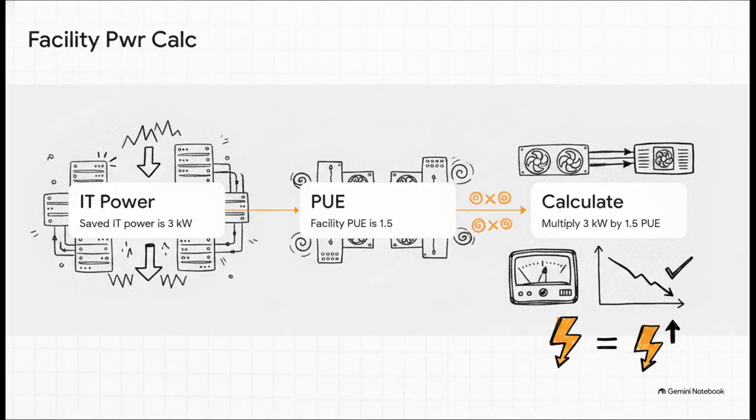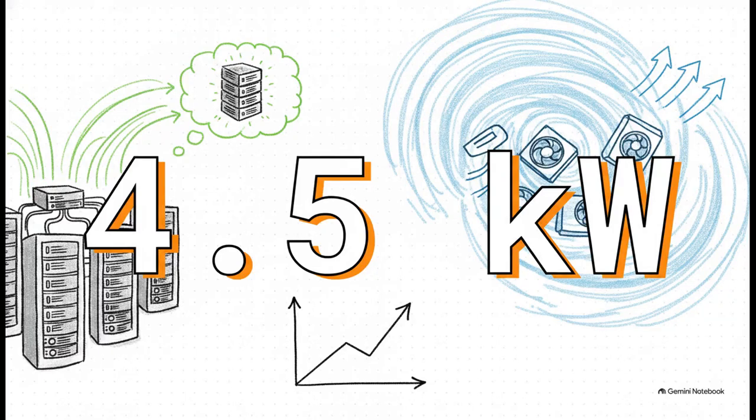Okay, the formula here is incredibly straightforward, but it's an absolutely vital concept. Your total facility power is simply your IT power multiplied by your PUE. So we literally just multiply our 3 kilowatts of IT power savings by our 1.5 PUE overhead factor. You should have landed on 4.5 kilowatts of total reduction.